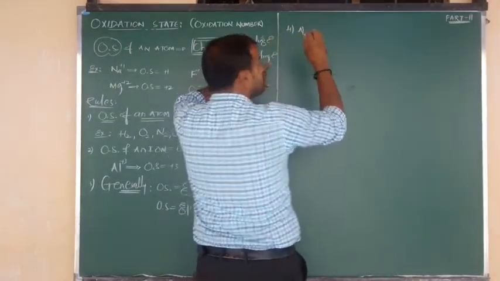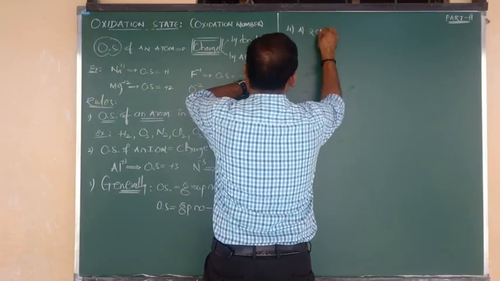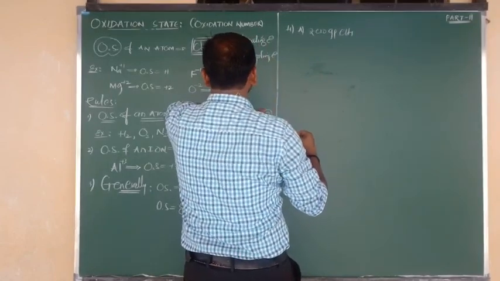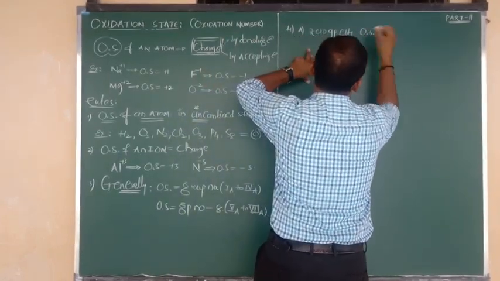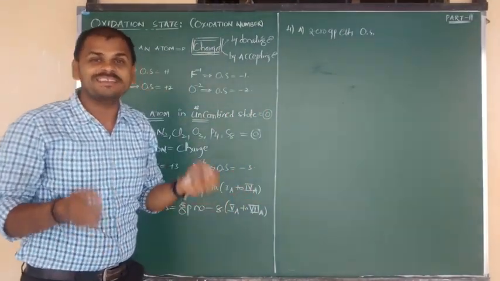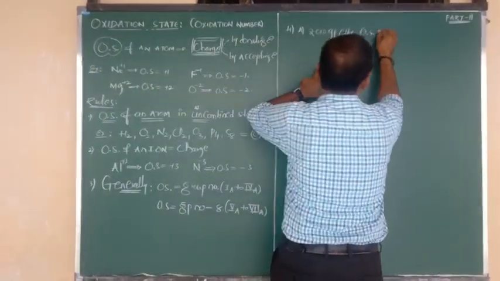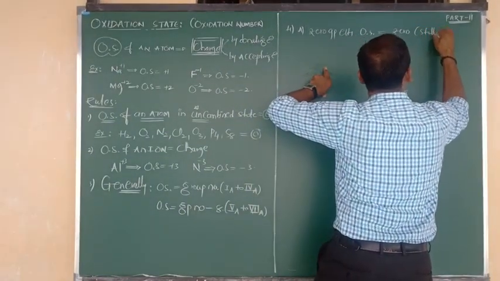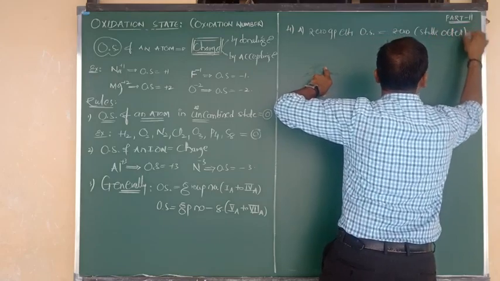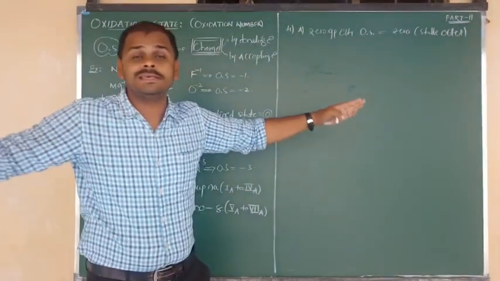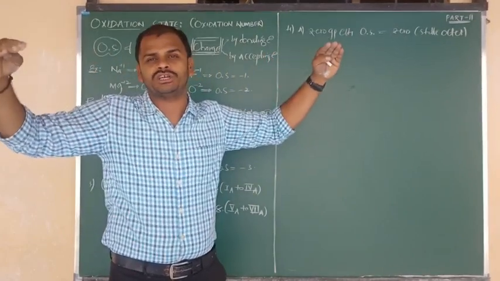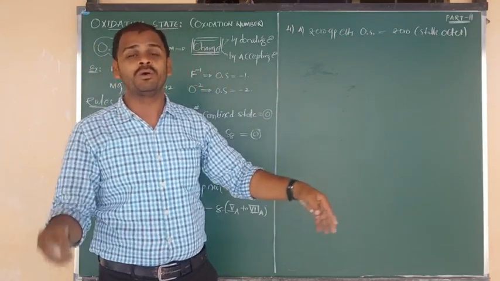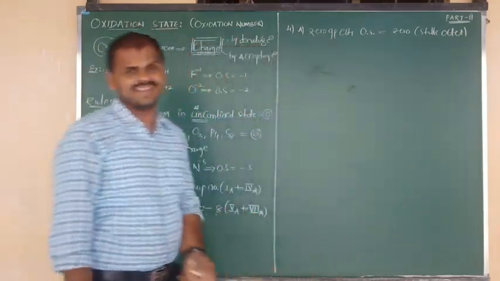So let me explain first of all zero group elements. O.S. means oxidation state. Zero group elements have oxidation state, OS, equal to 0, because zero group elements have a stable octet configuration in their outermost orbit. They have 8 valence electrons, which is a rich and stable configuration. They are neither ready to lose nor ready to gain electrons, neither positive nor negative. So zero charge, we have to say the oxidation state is 0.